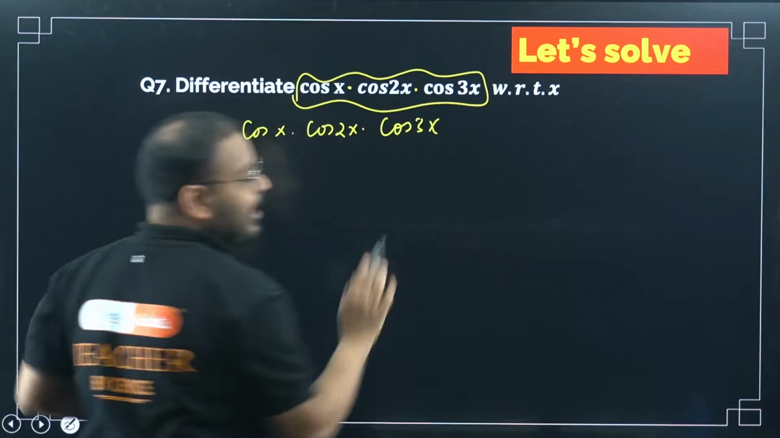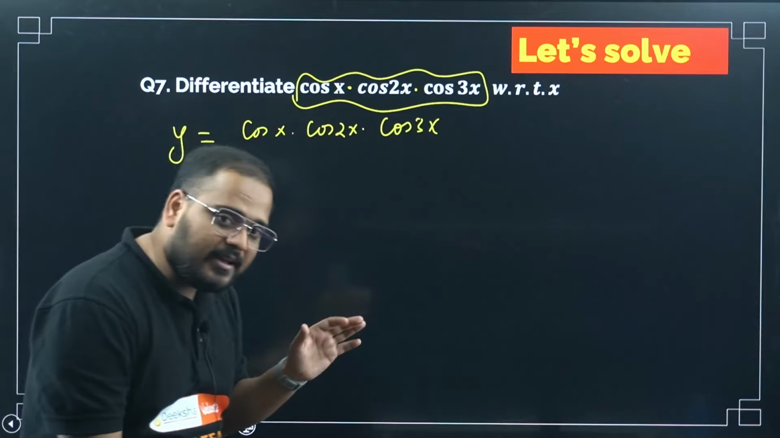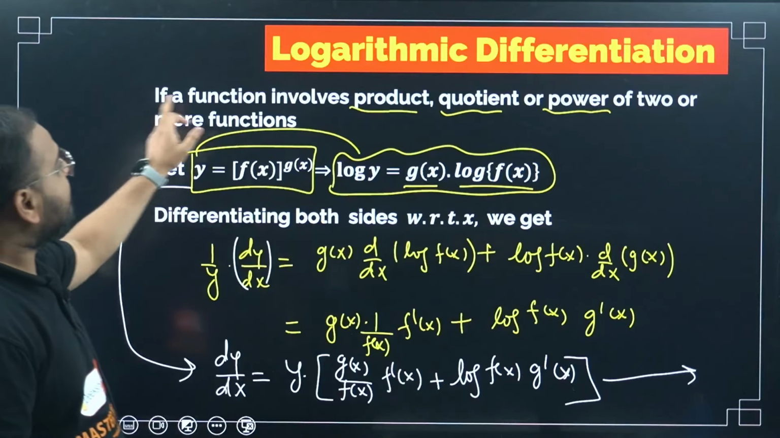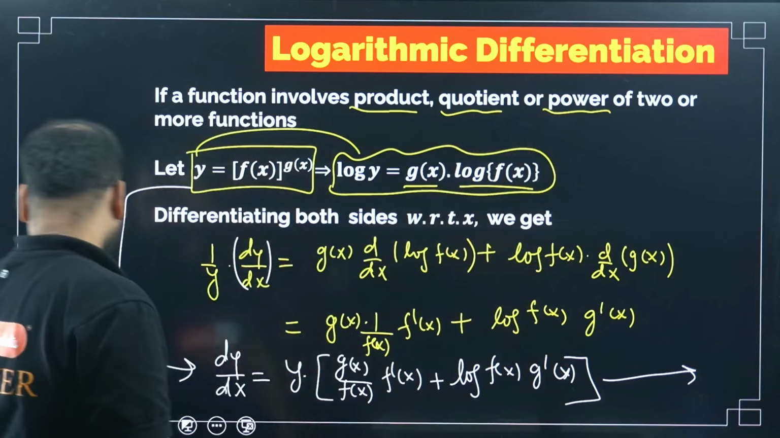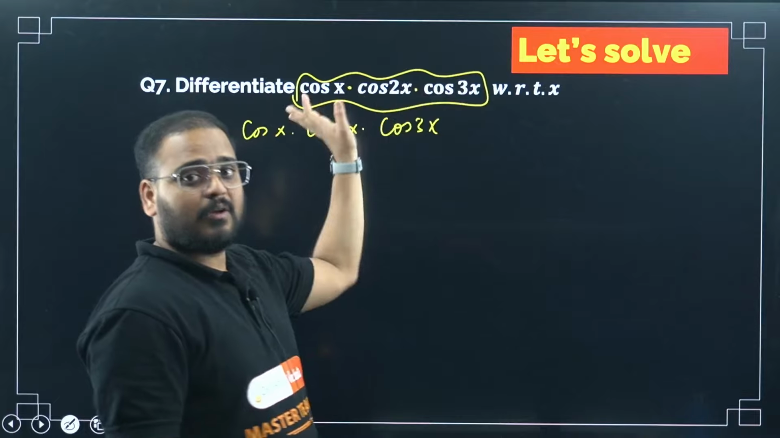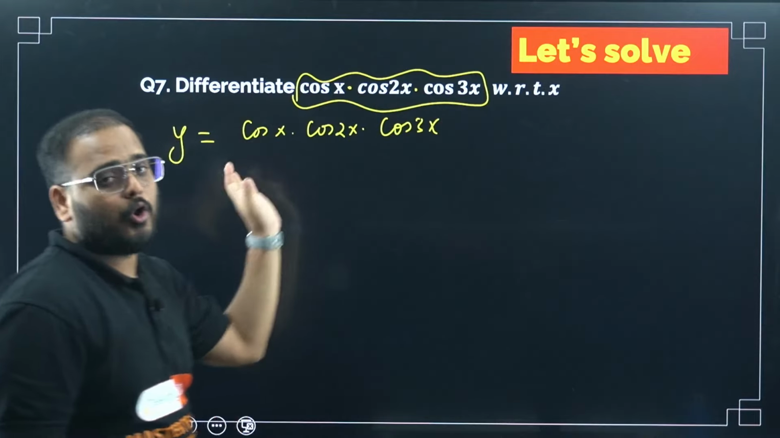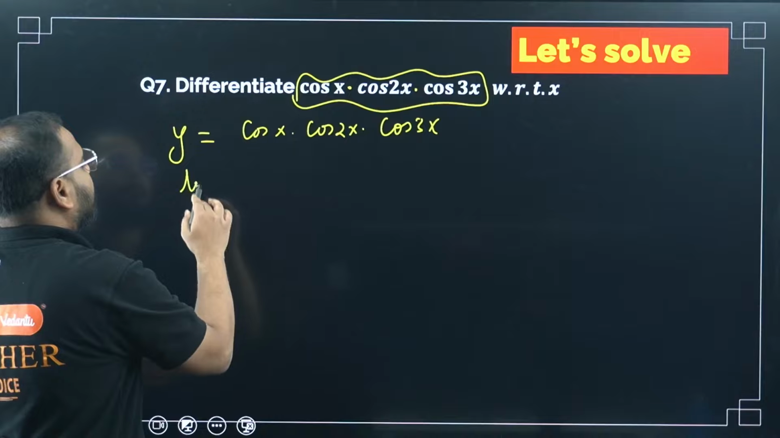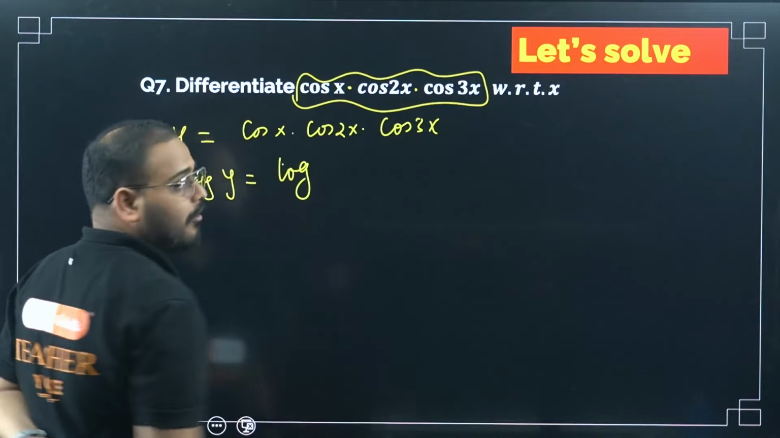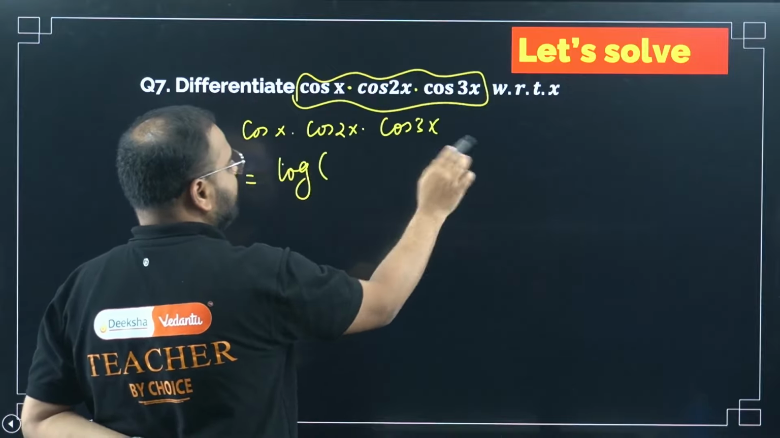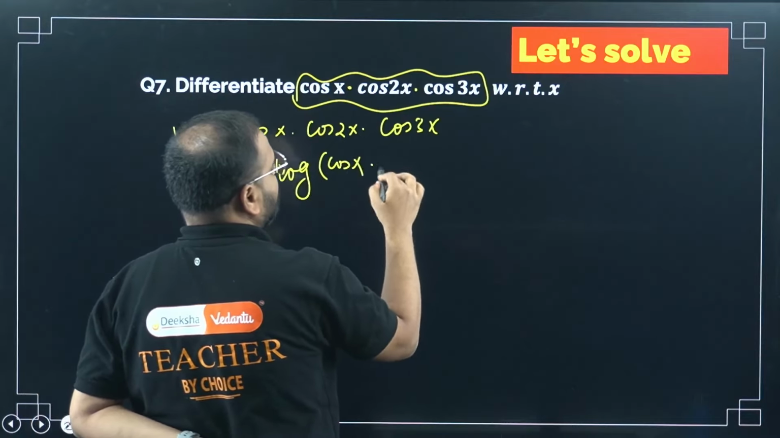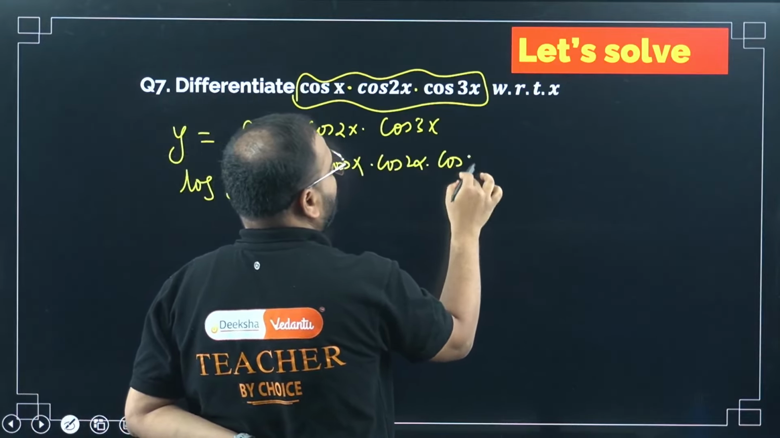Okay. Now, if you have heard me right, if you are paying attention, you will know what to do. If a function involves product, quotient and power, product is there, no? Function involves product of functions. So I can simply take log on both sides and solve it. How will this look? Log of the whole bracket: cos x, cos 2x and cos 3x.